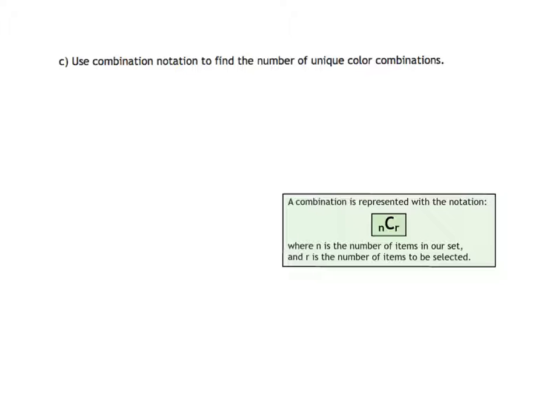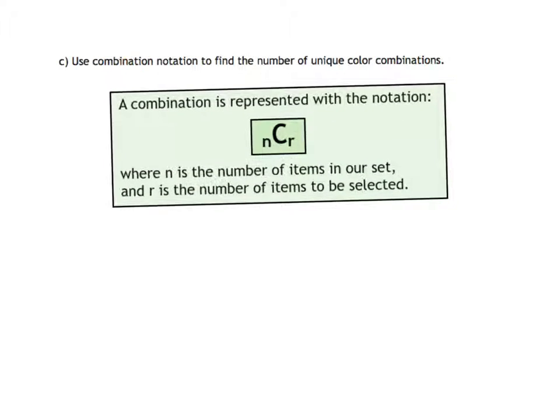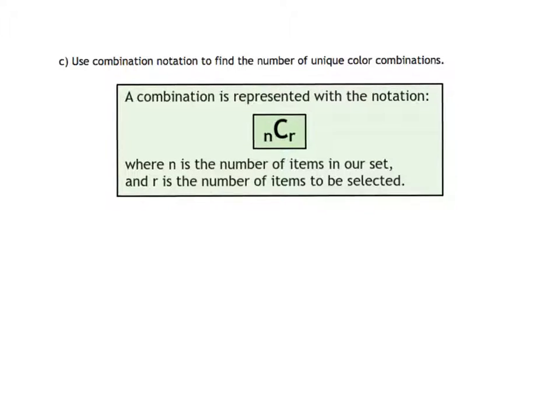And then it asks us to use combination notation to find the number of unique color combinations. So you probably saw this on your calculator already, the nCr. You have nPr for permutations, nCr for combinations. Usually we call this choose. Remember the P, we say like 3 pick 2. If it's a C, we'd say 3 choose 2.